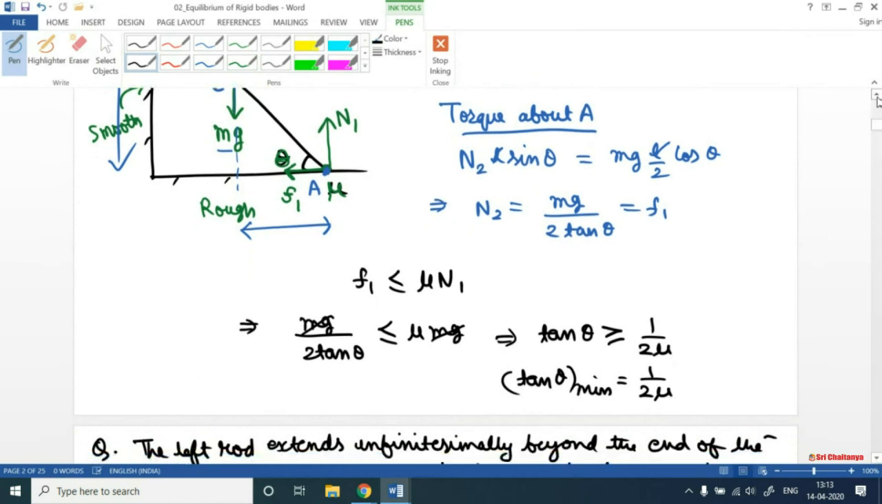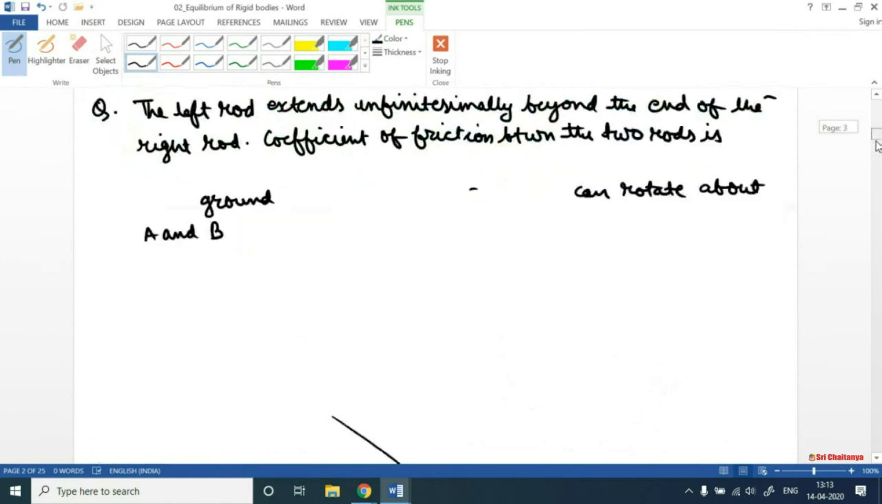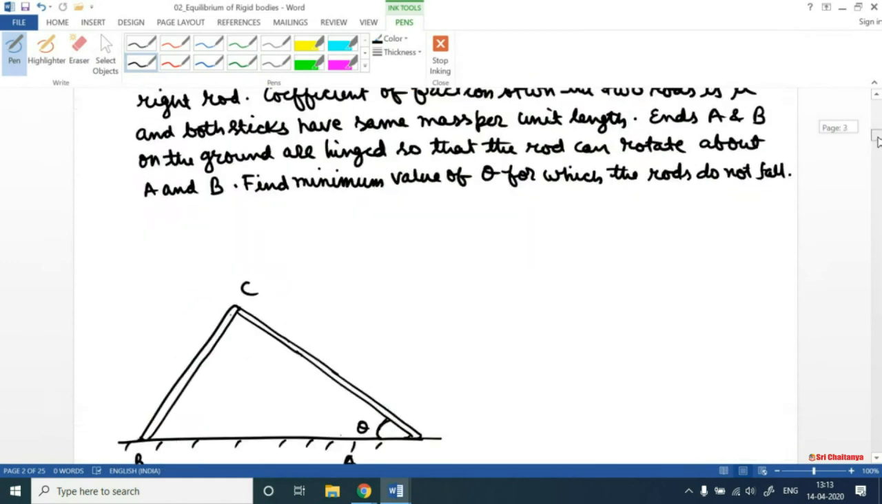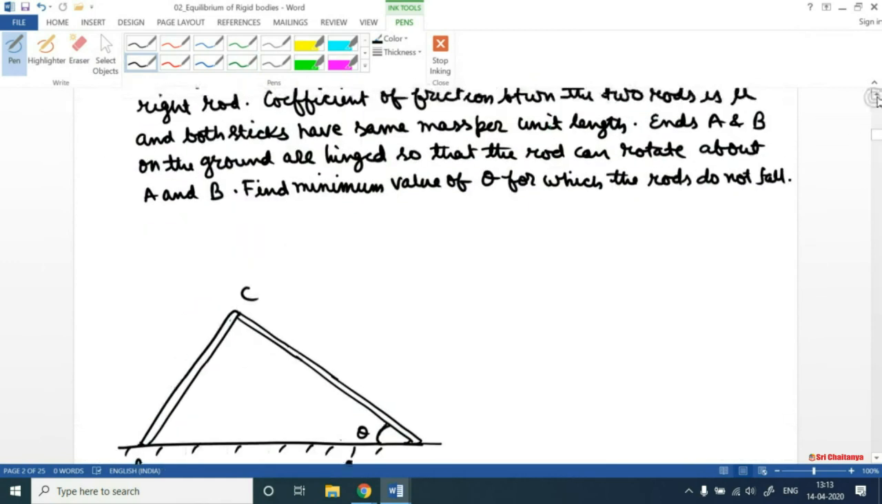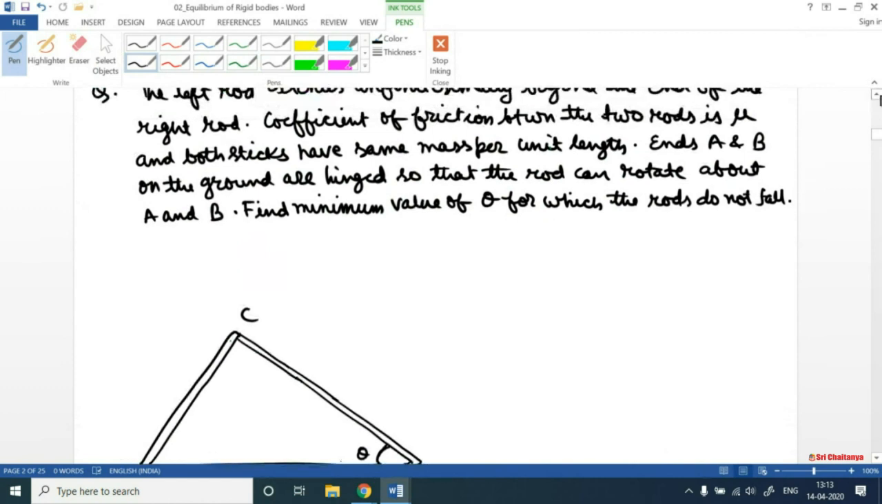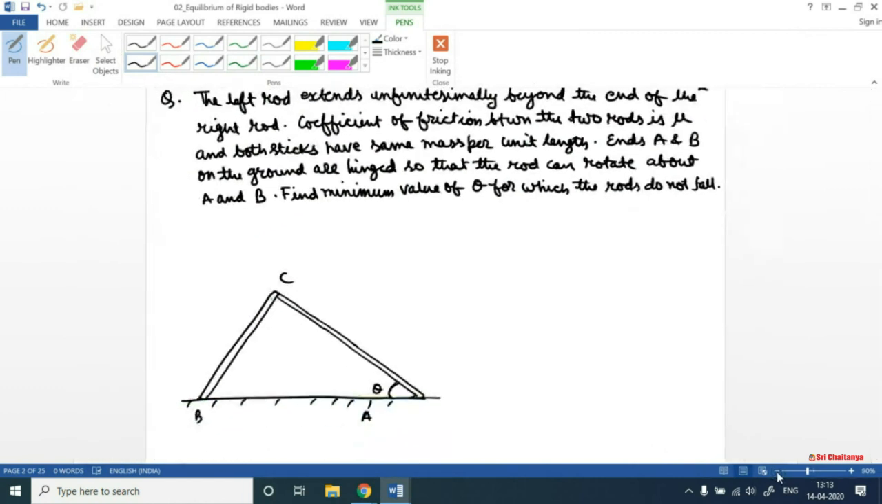Now let's move on to another question. Let's first read the question. Let me minimize this so that we can see the whole thing. This is the situation: we have rod BC and rod AC, and the left rod extends infinitesimally beyond the end of the right rod.